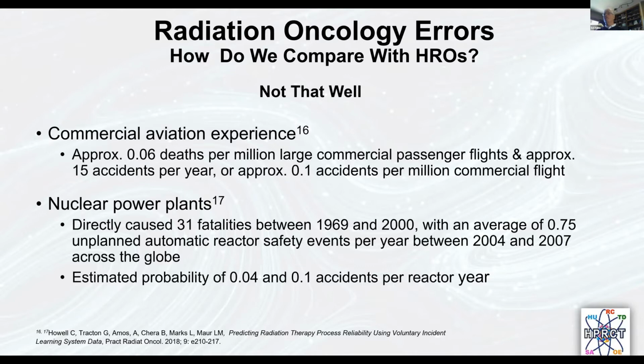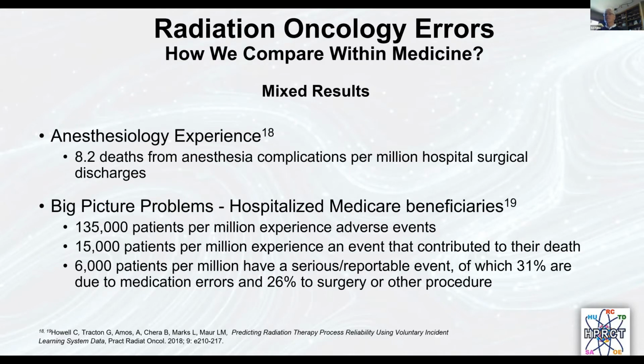So how do we compare within our field of medicine? It's kind of mixed. Anesthesiology was a disaster years ago. They're doing great now. And they took it upon themselves to figure out how to reduce mistakes before any federal agencies came in and said, we're going to make rules to make you reduce your mistakes. But in Medicare, which is your insurance beneficiary, of which a lot of people will be on Medicare, it's not doing that well. We have numbers of patients that have adverse events. And then, 6,000 patients per million have serious reportable events, and a number of these are due to medication errors in surgery or other procedures.